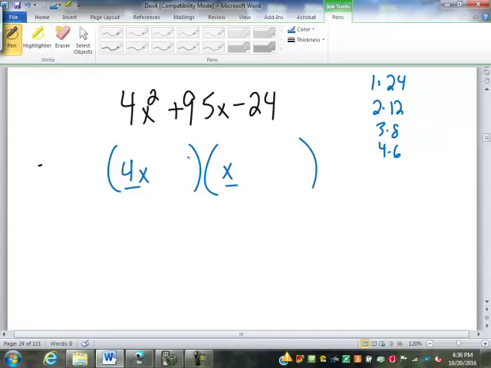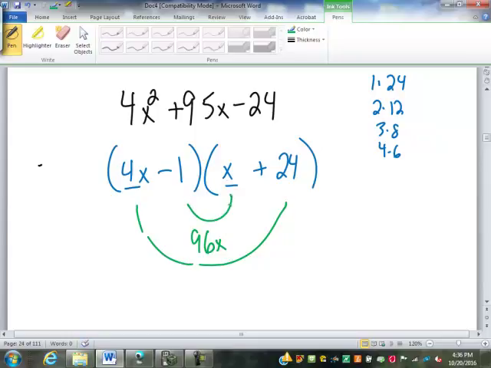What'd you say? Negative 1 and positive 24. Good. So 4x times 24 is 96x. Negative 1 times x is negative 1x. Which does add to positive 95x. So that's what we want.